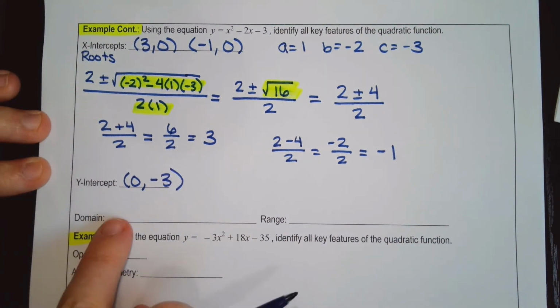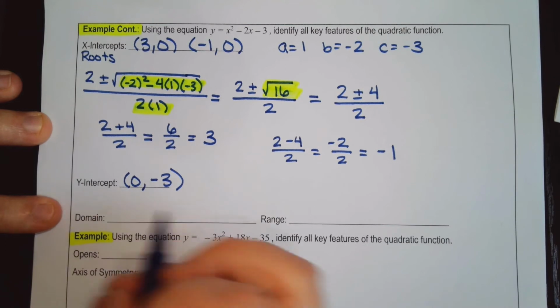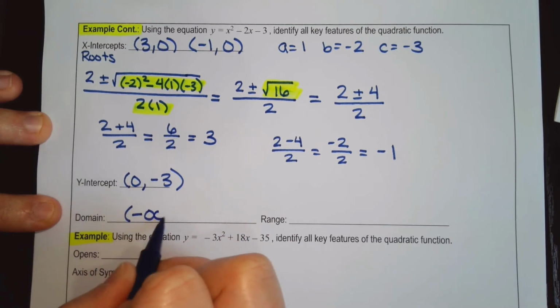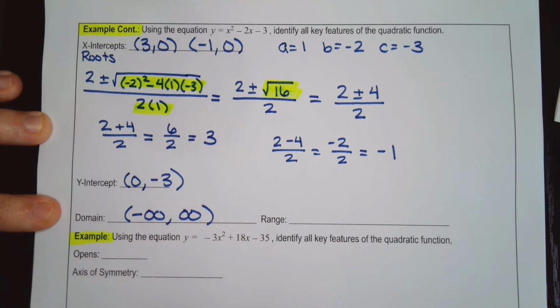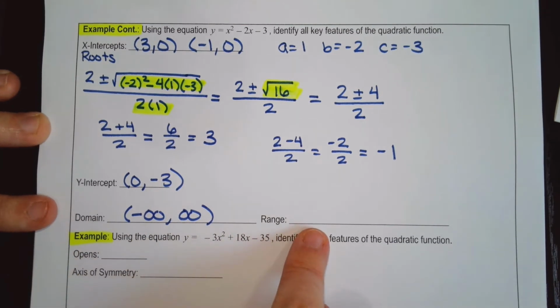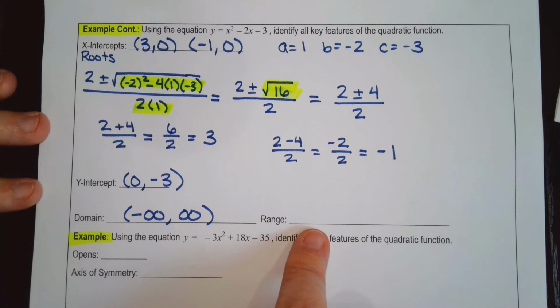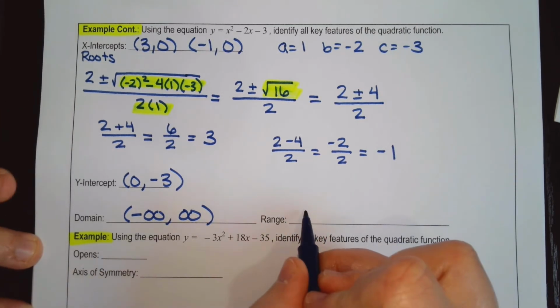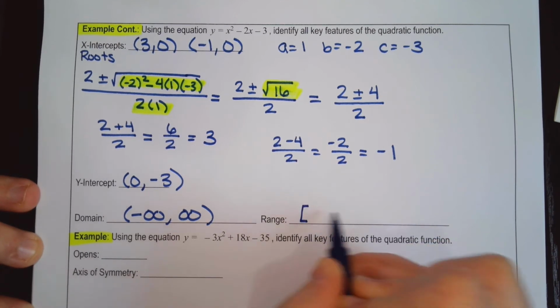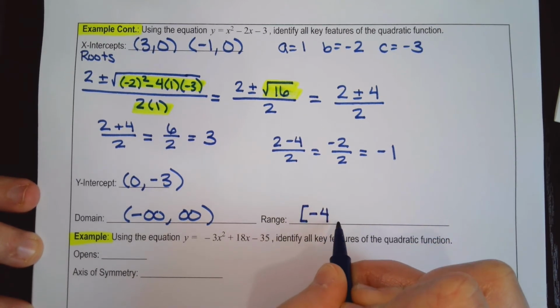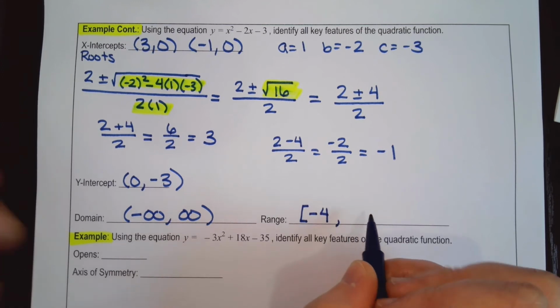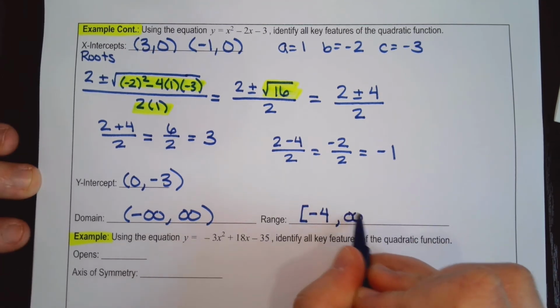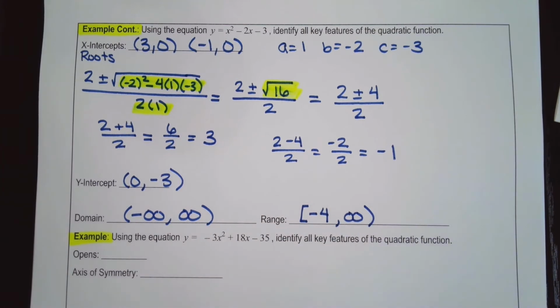And there we go. Domain, another super nice one, because domain for every quadratic is negative infinity to positive infinity. And then finally, the range. Since this was a minimum value, with minimum, we start at vertex y, which was negative 4, and then it goes to positive infinity. And there we go. We have this problem now fully completed.